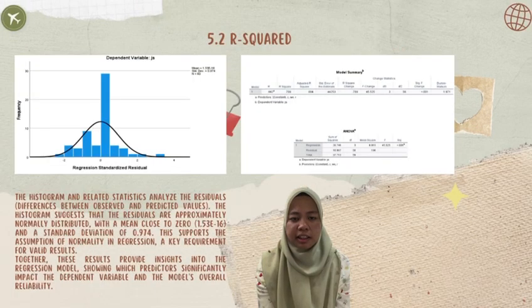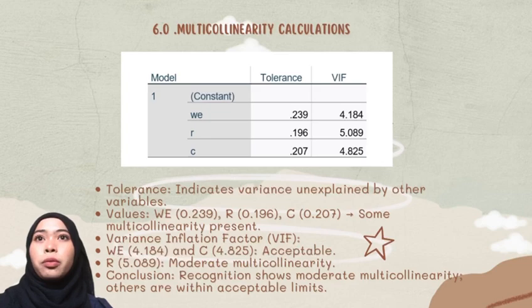The histogram and related statistics analyze the residual difference between observed and predicted values. The histogram suggests that the residuals are approximately normally distributed with a mean close to 0, 1.53 until 16, and a standard deviation of 0.974. This supports the assumption of normality in regression, a key requirement for valid results. Together, these results provide insight into the regression model, showing which predictors significantly impact the dependent variable and the model's overall reliability. Next, we move to the multicollinearity calculation.